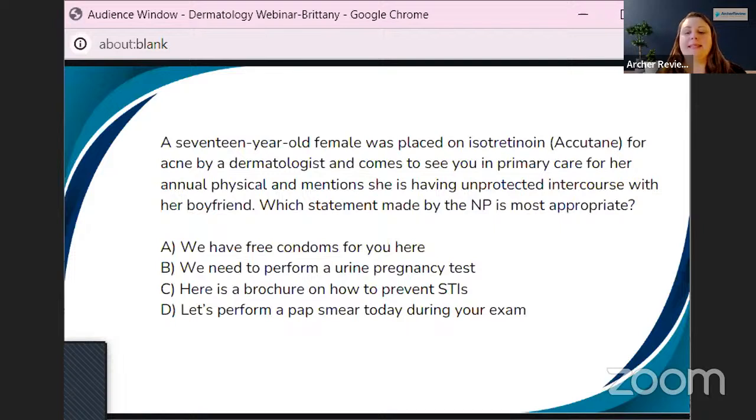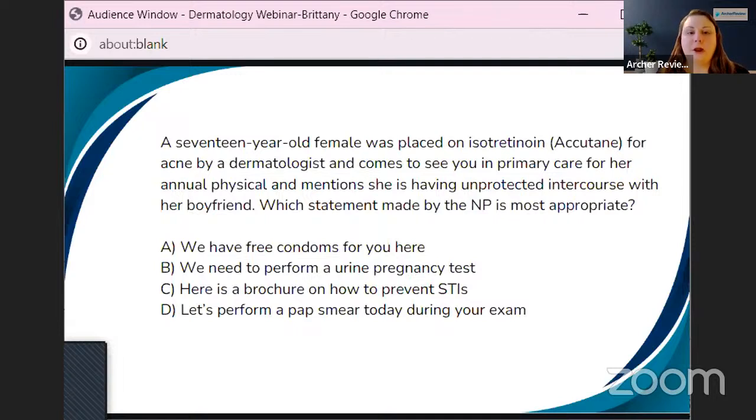Okay, a 17-year-old female was placed on Accutane or isotretinoin for acne by a dermatologist and comes to see you in primary care for her annual physical. She mentions she's having unprotected intercourse with her boyfriend. And which statement made by the nurse practitioner is most appropriate?